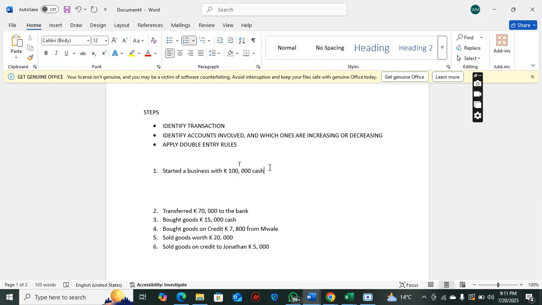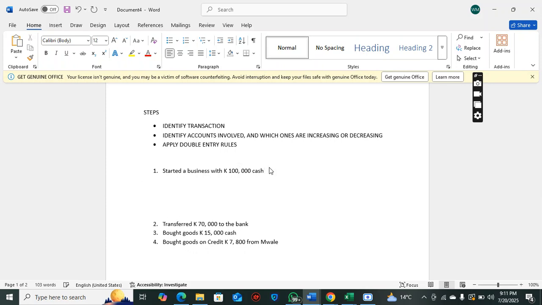Remember, capital, this is the money or resources put into the business by the owner. That's one way to look at capital. Another way to look at capital is what the business owes you. Okay, so initially the business owed you nothing. Now you've put in 100,000 kwacha. So it means the business is now owing you something. Okay, so we can see there's an increase in capital.